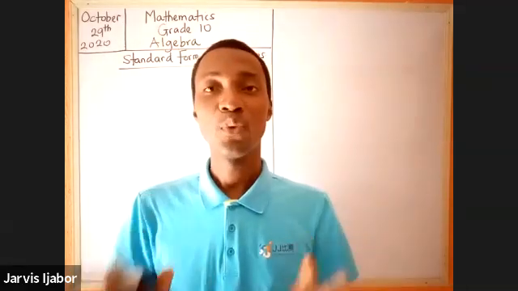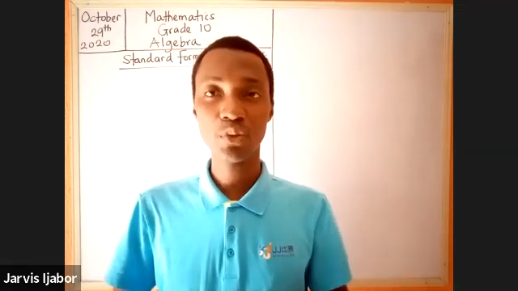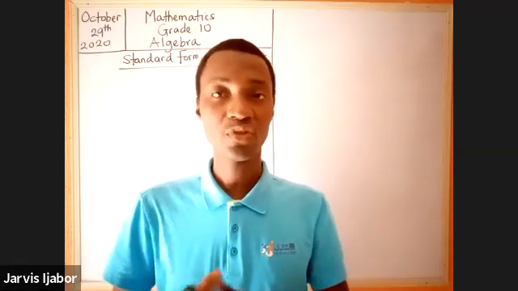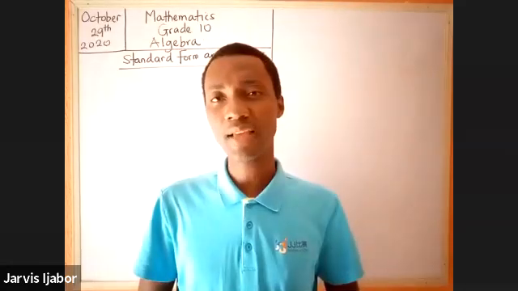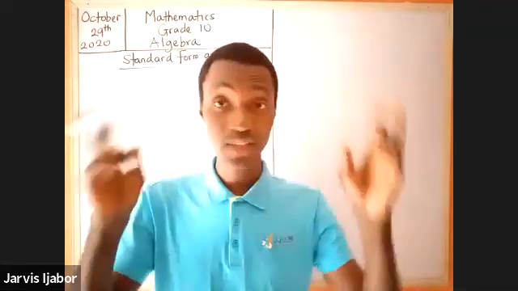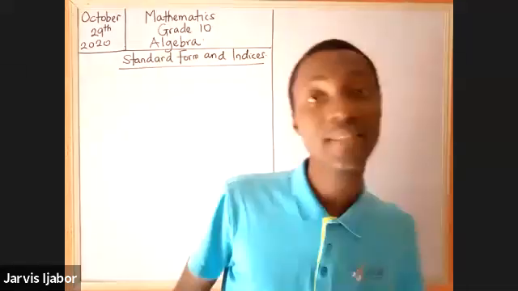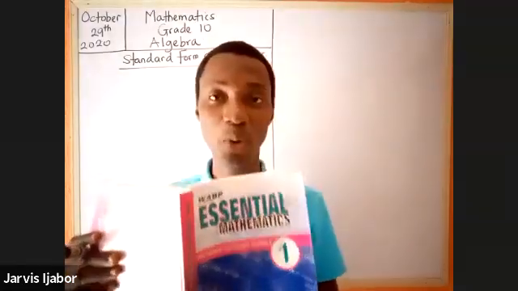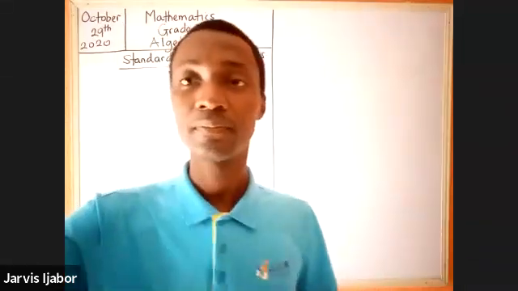So we'll still go back to look at grade 10 work today. And on today's segment, we'll be looking at something called algebra. We've started, and the topic for consideration today is called standard form and indices. We've also started that too. In our last class, we tried to look at some examples and some applications of standard form in unique setups. So we'll go right into the class. But don't forget, our textbook of reference is the Essential Mathematics for SS1, which is called grade 10. So we'll go straight to work right now.